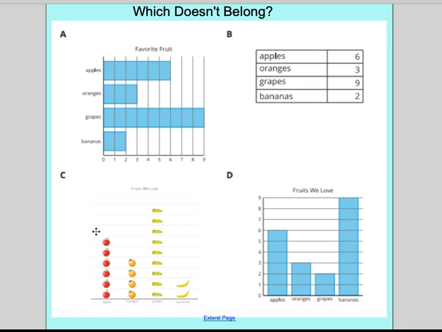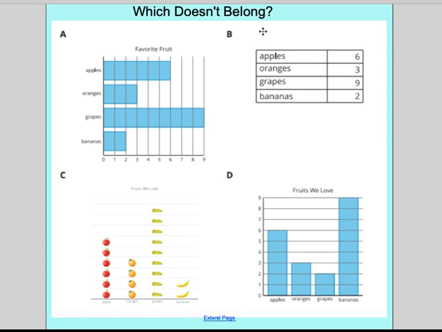Or maybe you noticed, super tiny, there are titles here. Fruits we love, favorite fruit, and no title. So maybe you said this one doesn't belong because it doesn't have a title. I bet somebody said that.